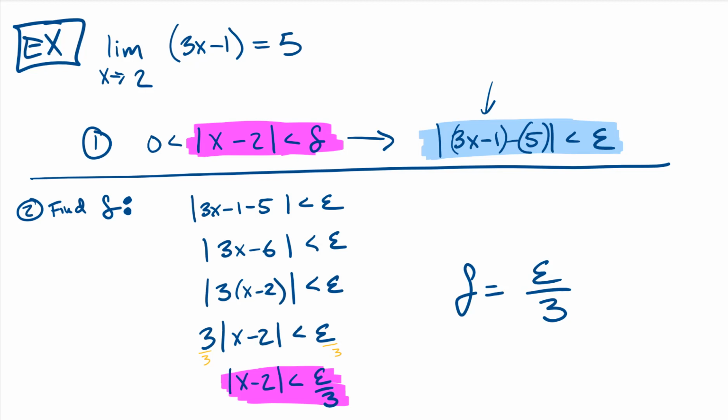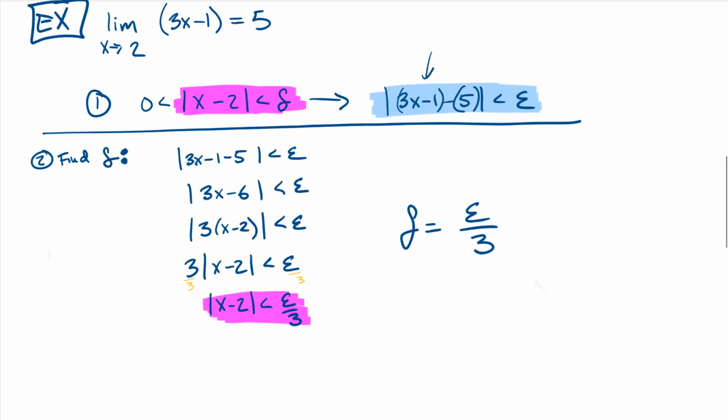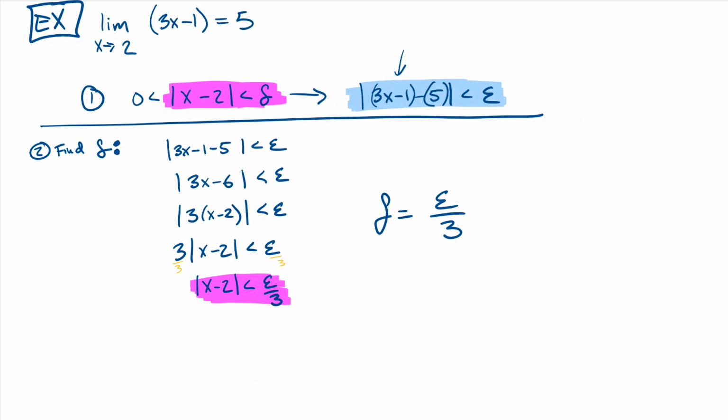You tell me the output needs to be within 6, well, 6 divided by 3 is 2, so my input needs to be within 2. So this works for any and all. So we did it. We found step 2. We did part 2. We found delta. Yay, we found delta. Now the third step.